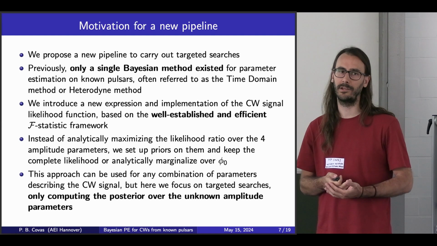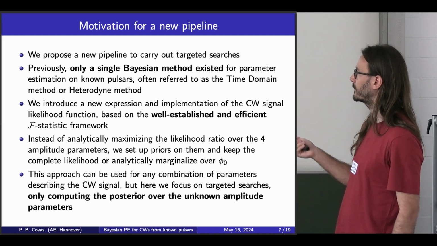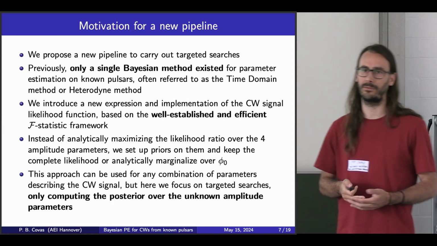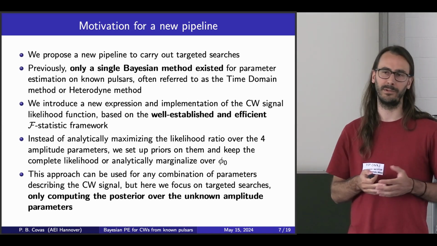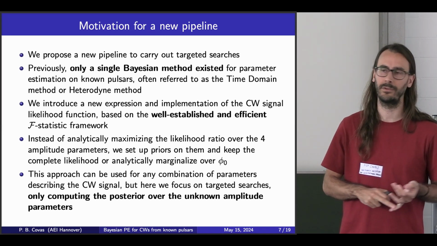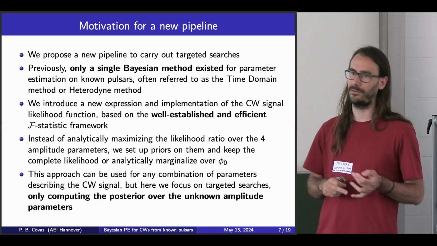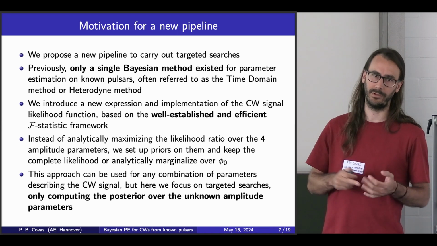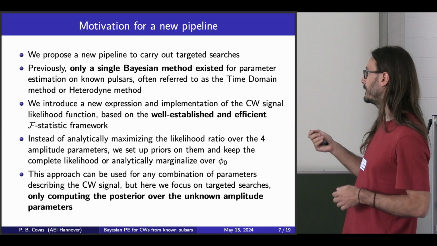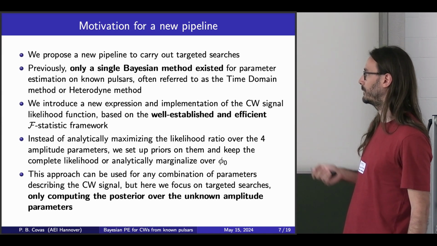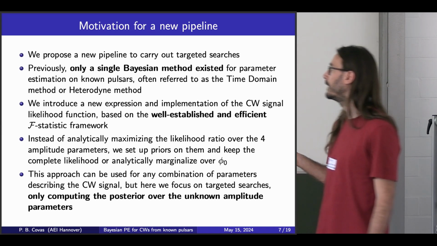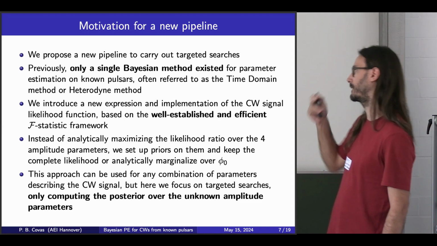So what we do in this new paper is introduce a new expression and a new implementation of the continuous wave signal likelihood function. You have two different hypotheses about the data. One is the noise hypothesis, where you assume that the data only contains Gaussian noise. And then you have the signal hypothesis, where you assume that the data contains Gaussian noise, but also a continuous gravitational wave signal. In this new paper we propose a new implementation of this likelihood function based on the well-established and computationally efficient F-statistic framework.